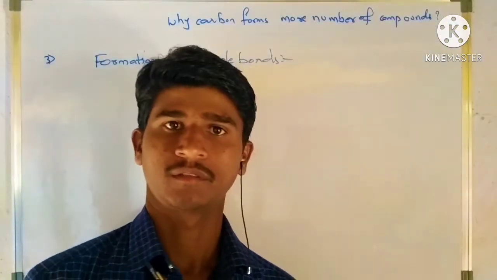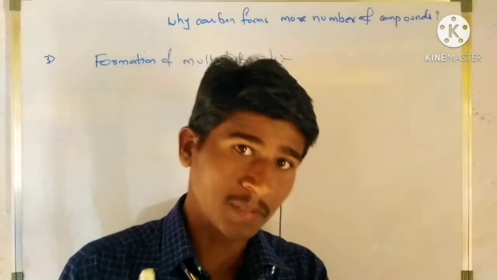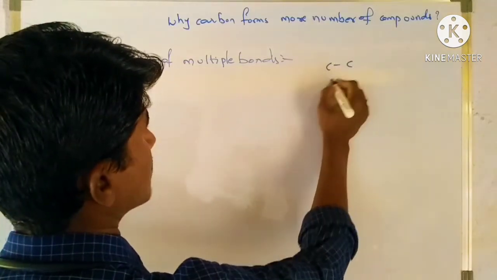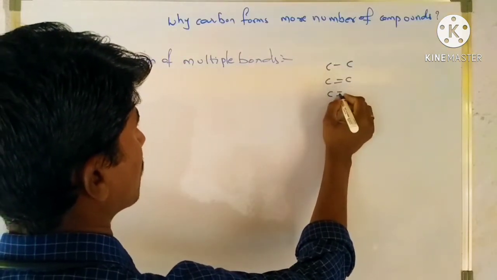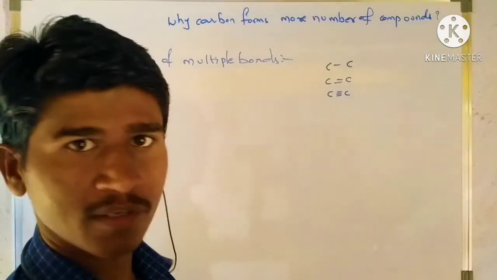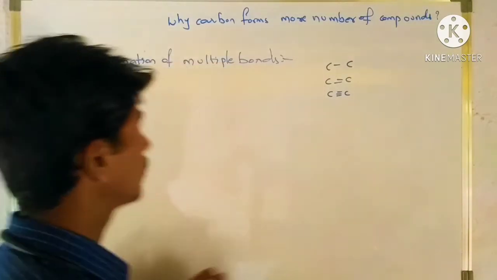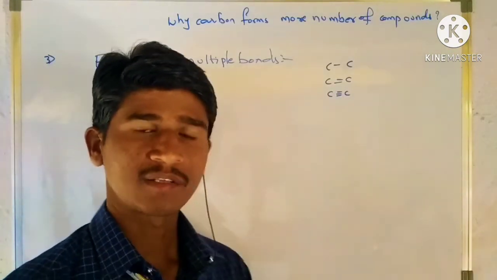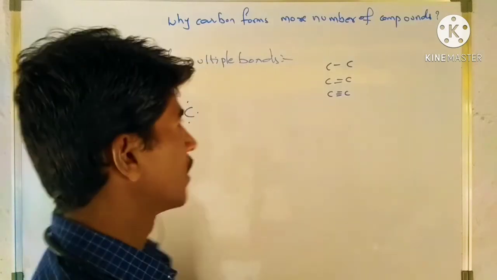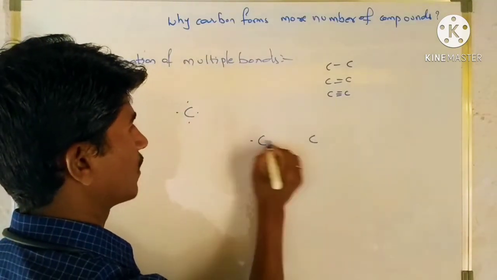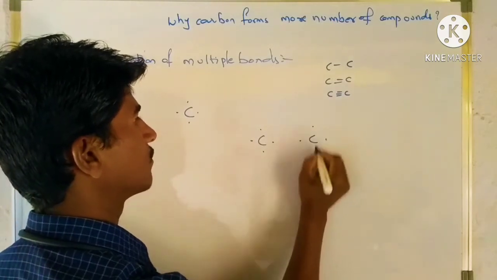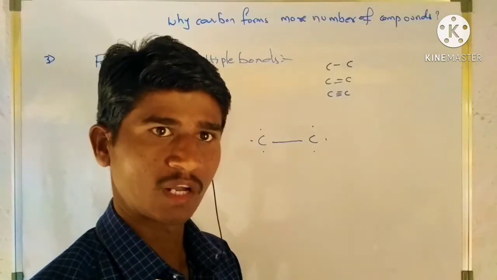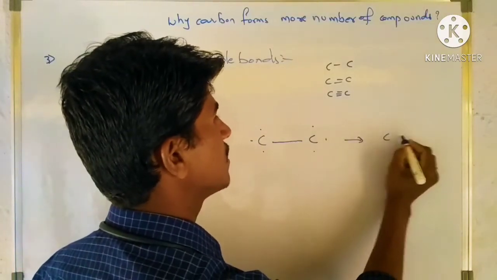The third property is the formation of multiple bonds. Carbon is able to form multiple bonds, meaning a C-C single bond, a C-C double bond, and a C-C triple bond also. How? Let us discuss. We know that carbon has 4 valence electrons, 4 unpaired electrons in its valence orbit. Now when two carbons combine with each other, each with 1, 2, 3, 4, two of these electrons combine and their orbitals overlap, leading to the formation of a C-C single bond.